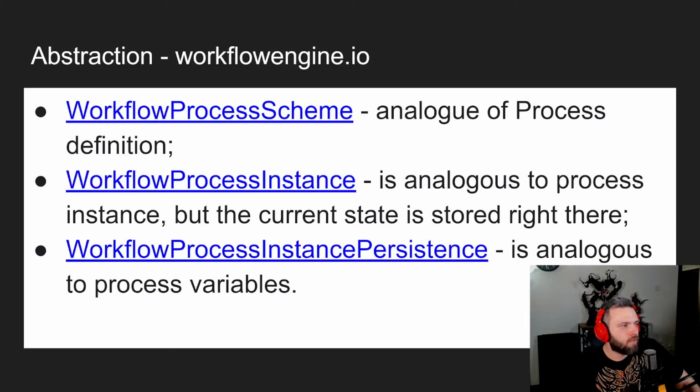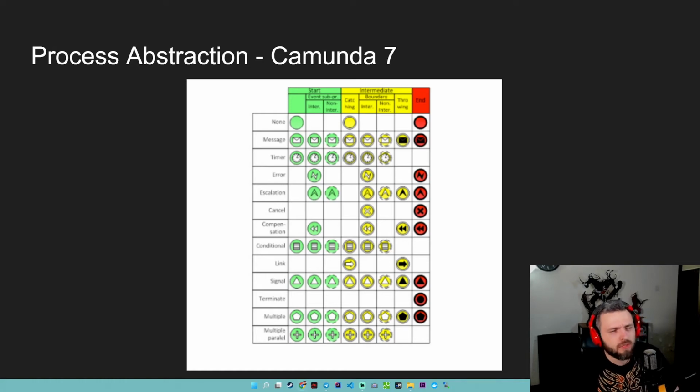Okay, in Workflow engine we have a workflow process scheme. It's like a process definition from Camunda. We have a process instance. It's like a process instance in Camunda, but the current state is stored inside this table. And we have process instance persistence. It's like a process variable. We also need to discuss process abstraction, because the previous abstraction is about the solution, about the database and about persistence.